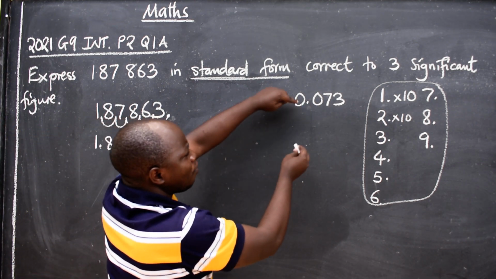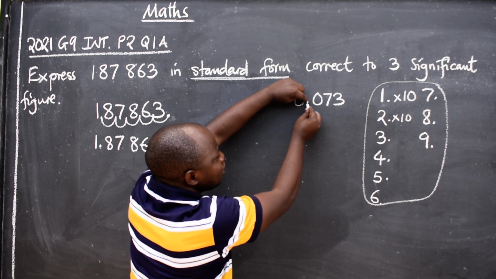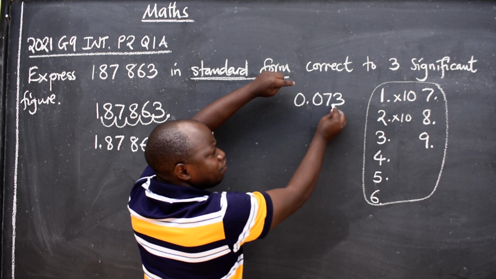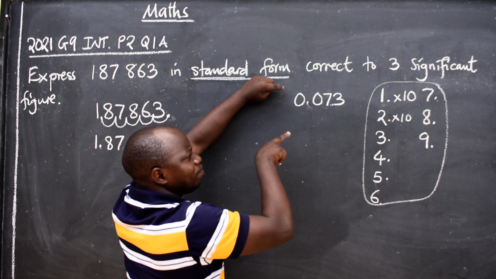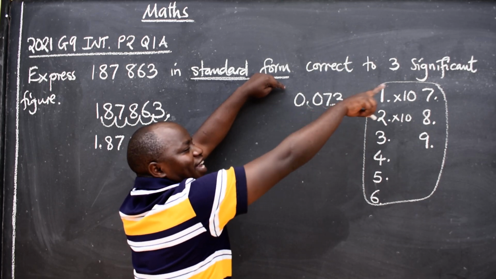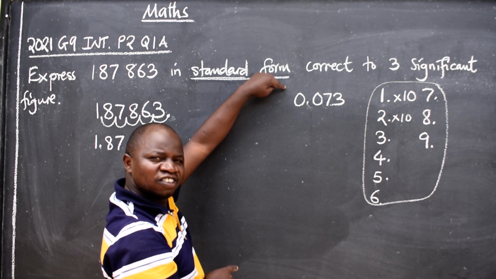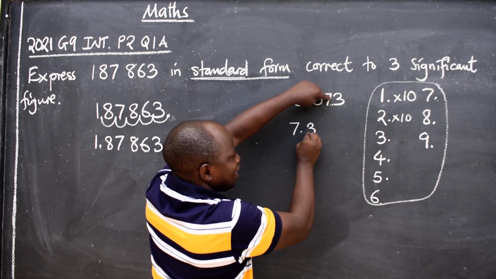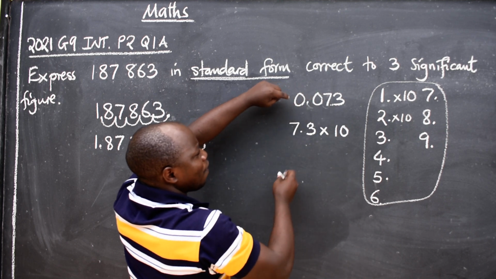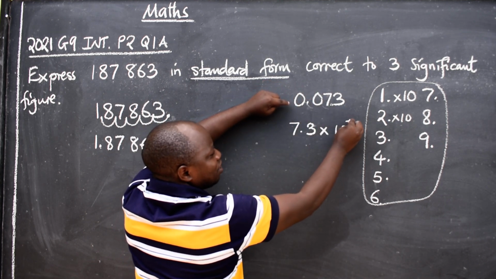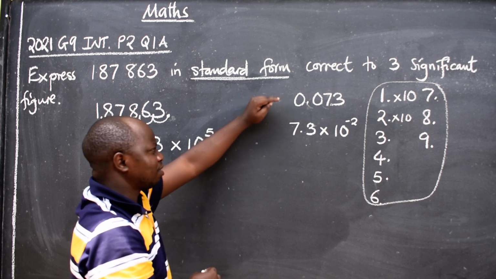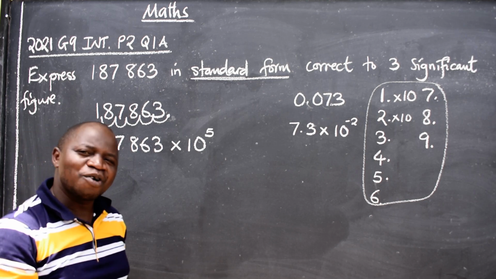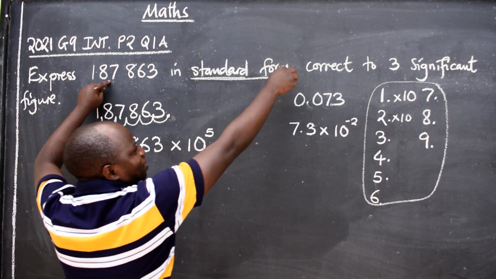Like in this number, I'll be able to shift this point from where it is to where? Here, because I want it to be 7 point. So I'll shift it there, 1, 2. And because it is going this direction, it will be a negative. So if I was to write this in standard form, I would say 7.3 times 10 to the power what? 1, 2, negative 2. So this one will be positive 5 because it is moving this direction. Are we together?